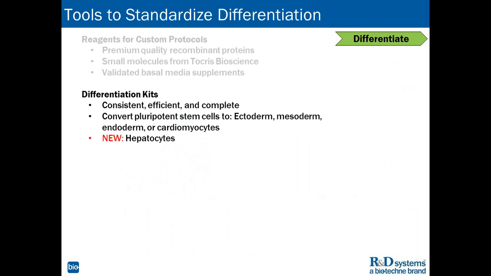So we are able to take all of these reagents and screen them and put them together in optimized kits to allow you to easily differentiate your cells into different lineages. And we do have these available for ectoderm, mesoderm, endoderm, and cardiomyocytes. And newly released are for hepatocytes.